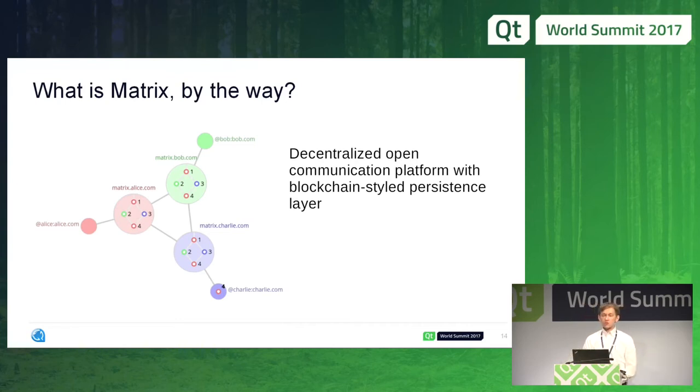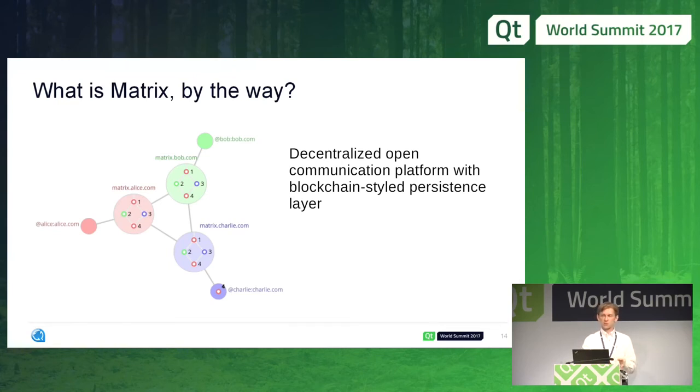So this is a decentralized open communication platform with a blockchain-styled persistence layer. The nodes inside each of the circles are actually blockchain-styled chains of messages. It is eventually consistent, in a Kafka-style sequence of messages. And those circles are actually servers, and those smaller circles are actually clients. So that's how it is represented.